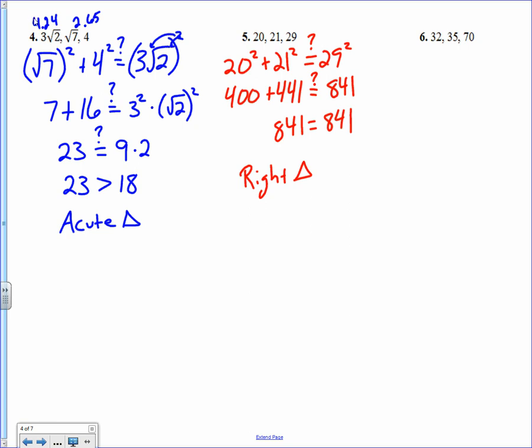If you paused the video and started working on number 6, I hope that you didn't do all of the work. Again, this is one of the ones that we need to check. We have 32 plus 35, that is 67. 67 is less than 70, which means that this is not a triangle. They sneak up on us, but that should be the first thing you check.